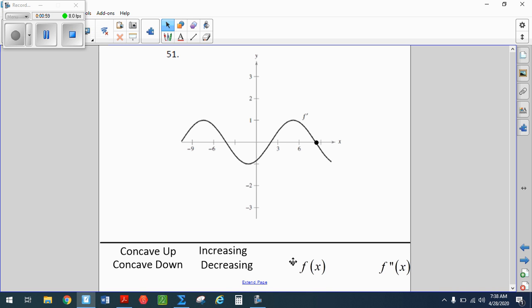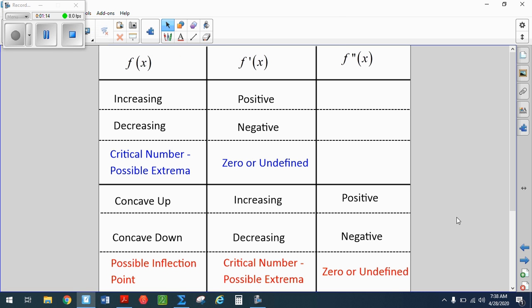So the zeros of the derivative graph are going to be the relative extrema of the original graph, right? So 0 for the derivative is where my relative extrema, the mins and maxes, are for my original function. So I'm going to look at where I'm switching between positive and negative, and that's going to tell me where my original function is switching between increasing and decreasing.